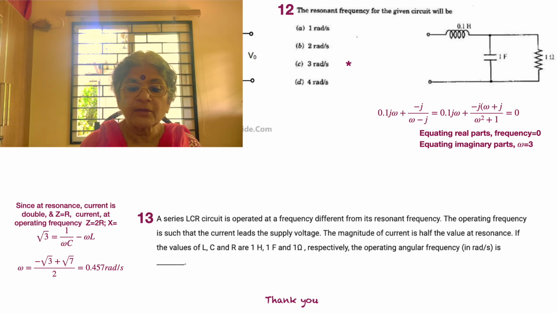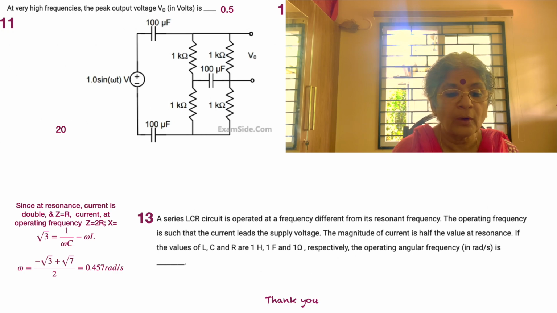The magnitude of current is half the value at resonance. So resonance is a situation wherein the current is double the current applicable to the operating situation. Operating frequency is different from the resonant frequency. If the values of L, C and R are all 1 henry, 1 farad, 1 ohm respectively, the operating angular frequency, which is different from resonance, is what is asked. Otherwise you could have easily taken 1 by root LC, which would have given you the resonant frequency. So that's not the situation.